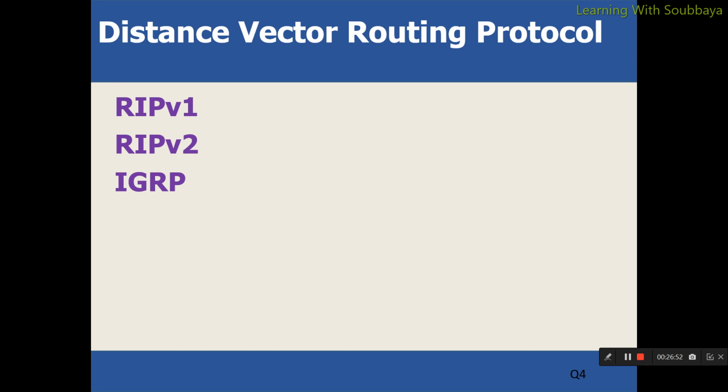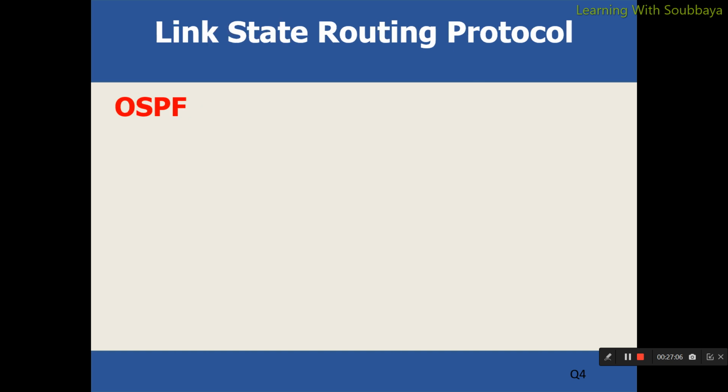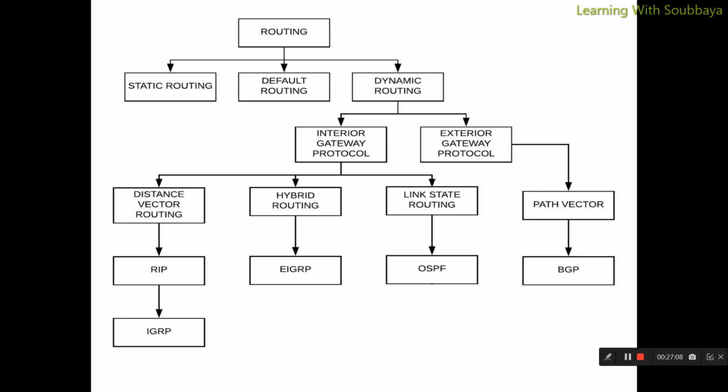Which other protocols come under distance vector protocol? RIP version 1 and version 2 as well as IGRP. The hybrid routing protocol is EIGRP, and the link state routing protocol is OSPF. The chart is available there, you can see it in the chart. You should remember all the things shown here.